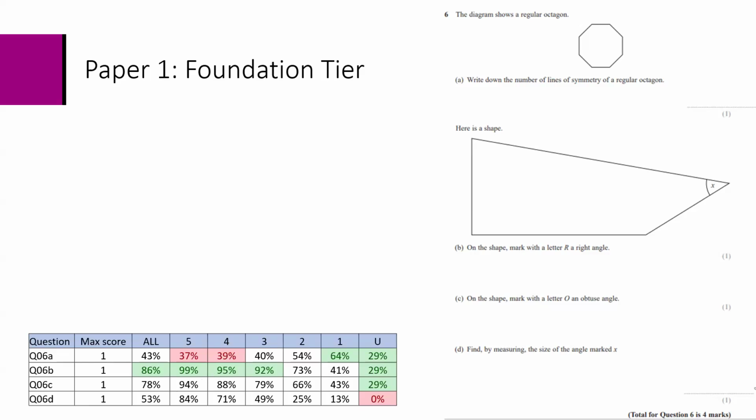What does surprise me is part D. Measure the angle marked X. Only 53% of students overall could measure that angle. Some of these statistics were so interesting, I had to go and double check them. But here's the mark scheme. I'm not going to go through many of the mark schemes, but they're there for when you get the copy of the presentation so you can look at this in your own time.